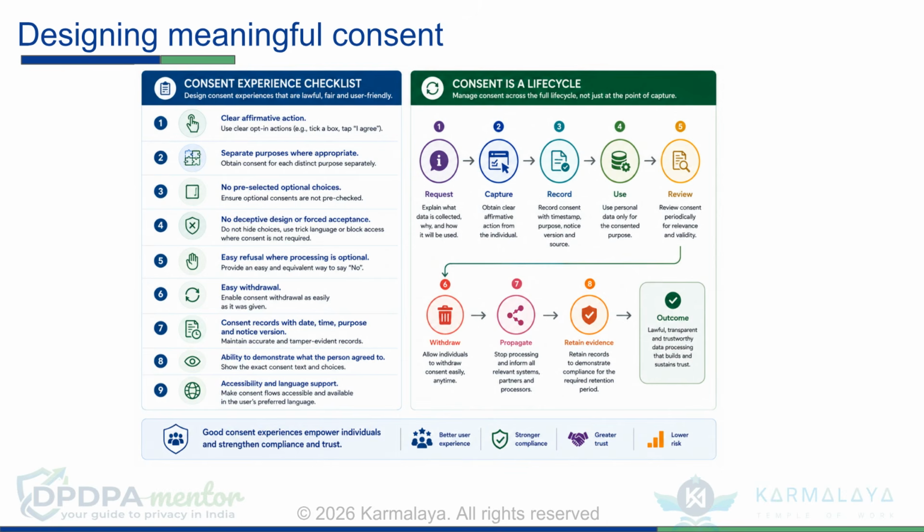A strong consent record may need to show the identity or account reference, the purpose, the wording or version of the notice, the date and time, the channel, the action taken, the withdrawal event, and downstream systems notified. The design should clearly distinguish optional processing from processing necessary to provide the requested service. A critical test is this: can the organization explain, months later, what the individual was told, what they chose, and how that choice was implemented?